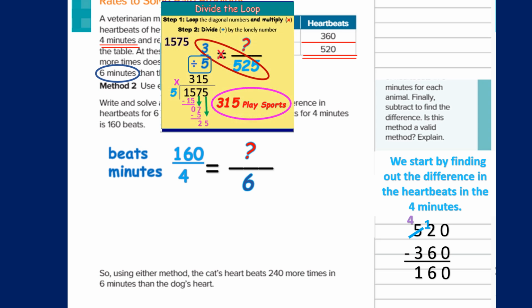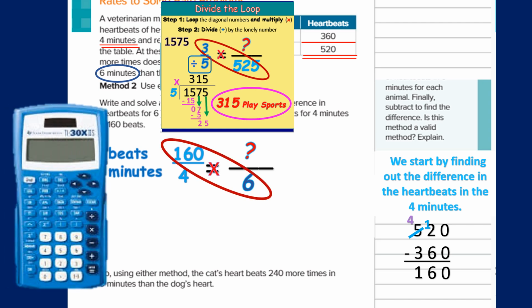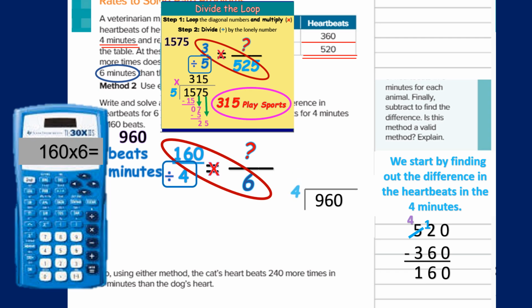So dividing the loop, for me, I think it makes it a lot easier for our students. If I take 160 and I multiply it by 6, I'm going to find out that that's 960. Then we divide by the lonely number. The lonely number is 4. So I'm going to take 960. I'm going to divide by 4.